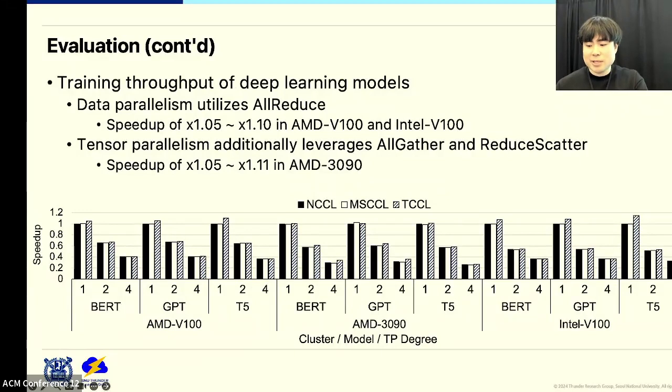We also evaluate Ticker with deep learning training. We evaluated with various degrees of tensor parallelism, where a degree of 1 denotes pure data parallelism. The speedup here depends on the types of primitives used in each configuration. Data parallelism utilizes all-reduce, so Ticker achieves 5 to 10% speedup. In the tensor parallelism setup, all-gather and reduce-scatter were the main primitives used. So in contrast to data parallelism, the cluster with GeForce GPUs achieves higher speedup than other clusters.